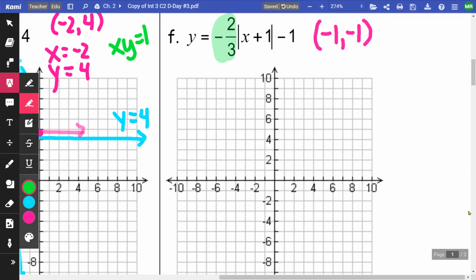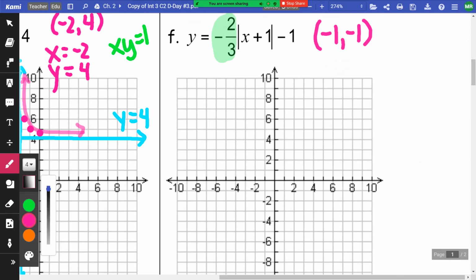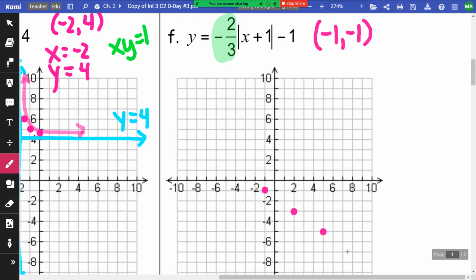The -2/3 is your A, your stretch, but for these, because they are linear, it's actually your slope. So I am going to go to -1, -1, the midpoint. And then from here, I'm going to go down 2, out 1, 2, 3. Down 2, out 1, 2, 3. Down 2, out 1, 2, 3. I'm going to do the same on the other side. Down 2, out 3. Down 2, out 3, and so on.